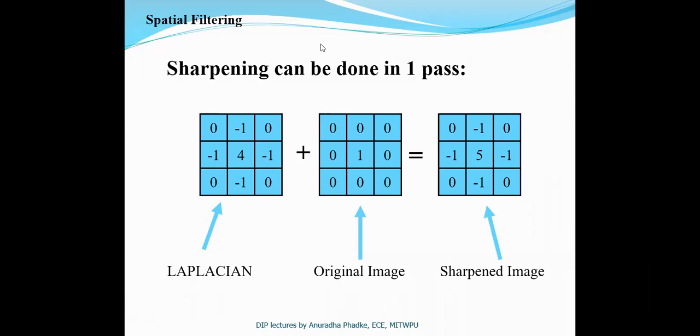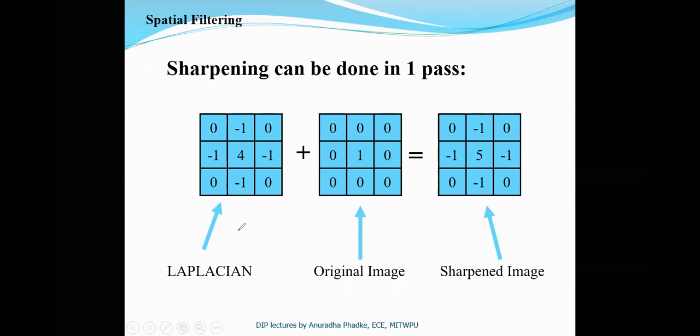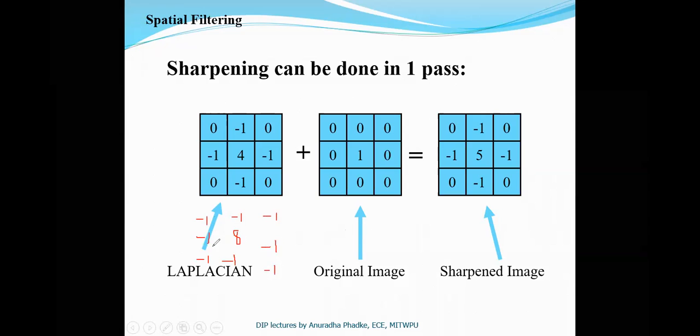Okay, now like this mask, we can also have another variation of Laplacian mask for image sharpening, that is 8 surrounded by -1, -1, -1. Okay, so this is another Laplacian mask where we consider horizontal, vertical, as well as diagonal directions.